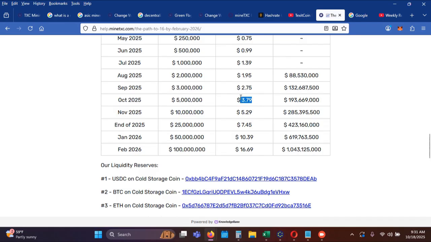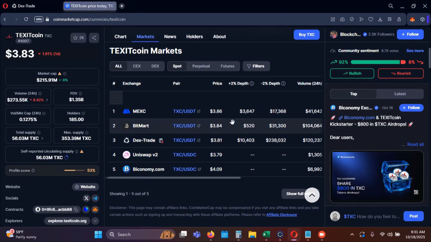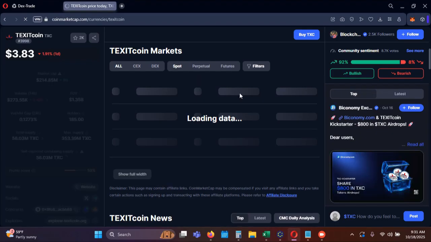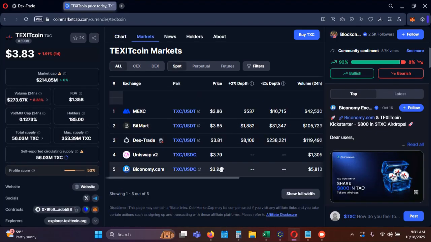And they are currently holding a minimum price of $3.79, right? So if we come out and let me do a quick refresh on CoinMarketCap about TexitCoin, and we'll see across all of the exchanges, they are definitely maintaining a minimum of that $3.79.